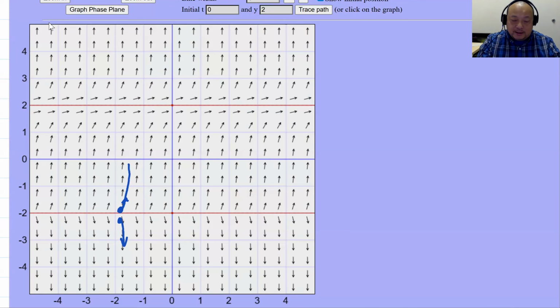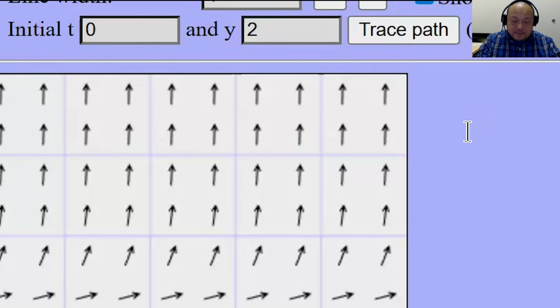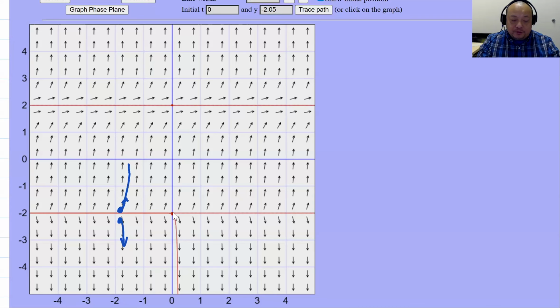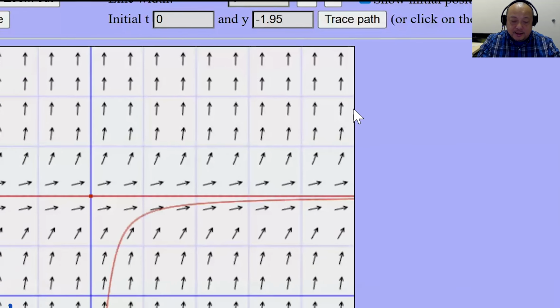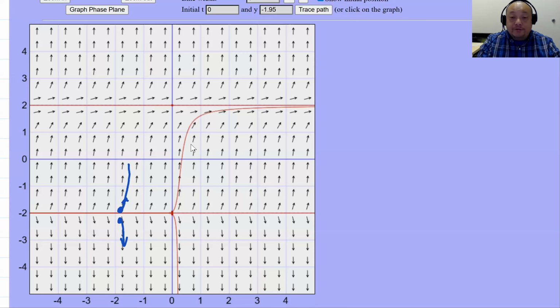So let's draw some of that in here. If I end up with -2.05 instead of -2, I get dropped away from it pretty quickly. Or on the other side, if I'm at -1.95 instead, I also get pulled away from it. But then I merge into y equals 2.